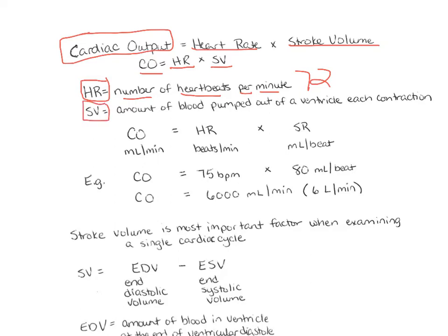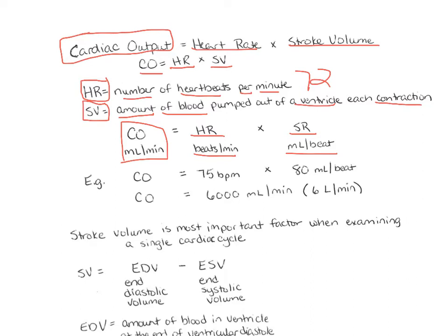Stroke volume, like I said earlier, is the amount of blood pumped out of a ventricle each contraction. So what is the volume of blood that is pumped out of a ventricle at each contraction? If we look at the values, cardiac output is in milliliters per minute. How many milliliters of blood is the heart putting out every minute? So it's the heart rate, which is beats per minute, times the stroke volume, which is milliliters per beat, and that's how you come up with cardiac output.